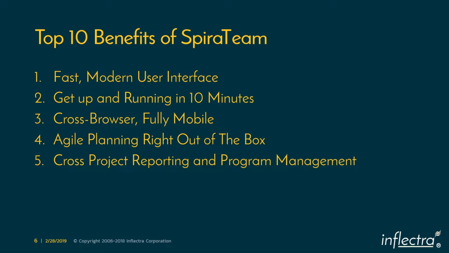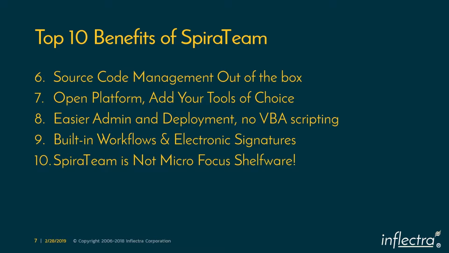In addition to that, we also include agile planning tools right out of the box, so you don't need to find a separate Scrum tool or Kanban tool. They're rolled right into SpiraTeam, so you've got an integrated view across both your QA disciplines and also your DevOps and agile planning. And then fifthly, you do also have cross-project reporting and program management, features that generally aren't available in Micro Focus unless you buy some expensive add-on reporting and dashboard tools. In addition to that, we do provide source code management and DevOps and SCM functionality right out of the box, and we'll demonstrate that later on today.